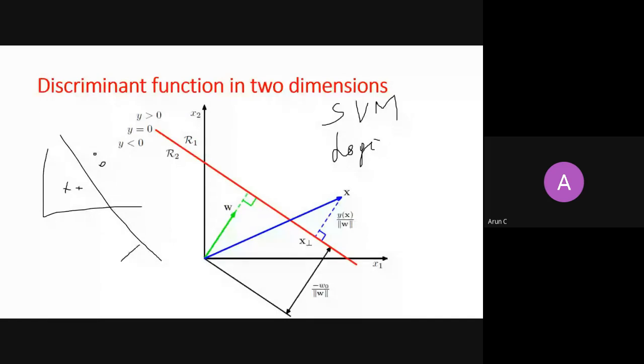Then this hyperplane equation is nothing but W transpose X plus W0. He somehow magically found this equation. And in this equation, what are the things you need to know? Can anybody tell me what the parameters for this equation are? W transpose and W0. Very good. So there are two things you need to know, W transpose and W0.